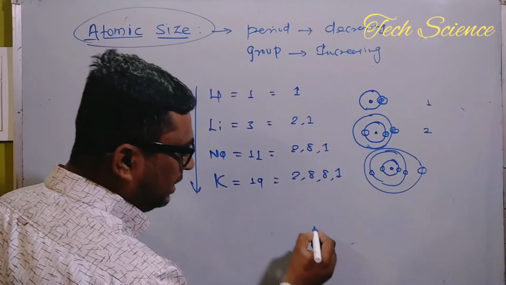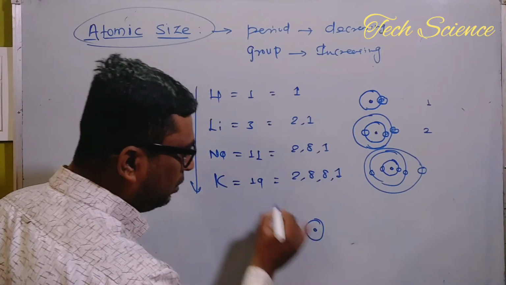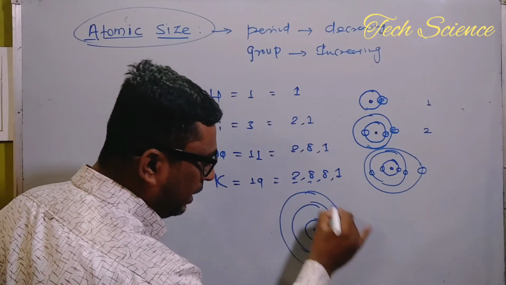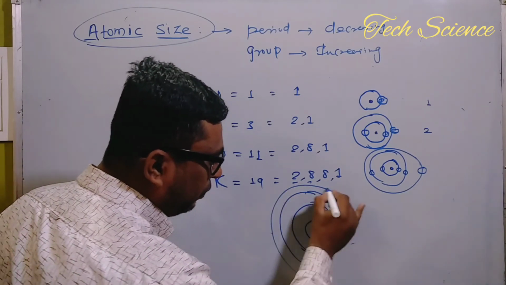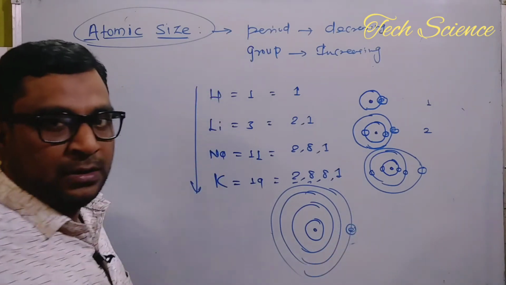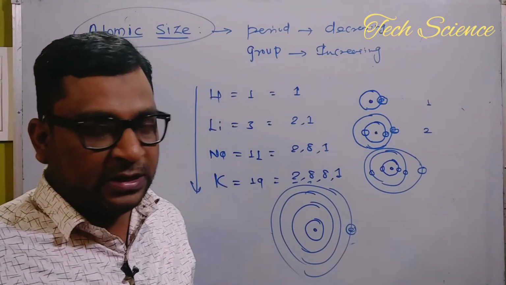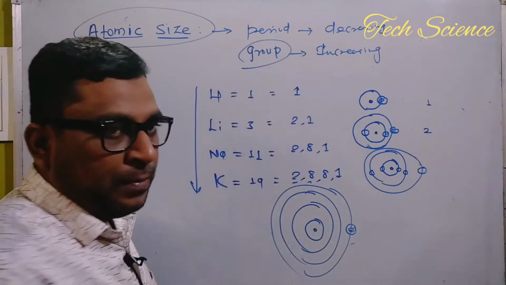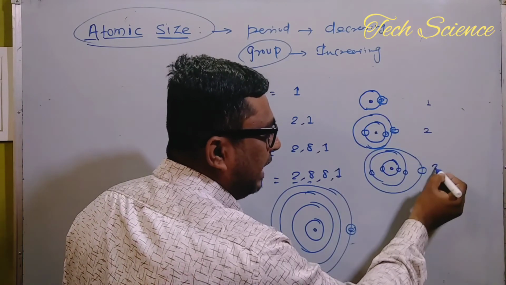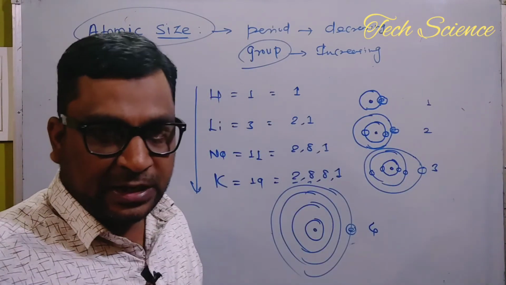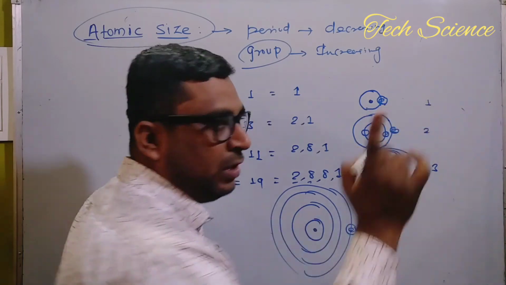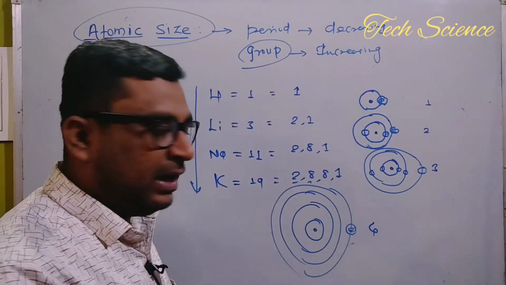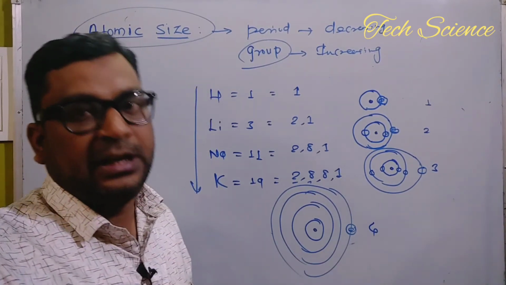What about potassium? 4 shells are there. First 2 electrons, second 8 electrons, third again 8 electrons, and the fourth having 1 electron. What do you observe? Is there any kind of conclusion here? Yes. What is the conclusion? When you are moving from top to bottom in a group, every time a new shell gets added. At the first time, how many shells are there? Only 1. Second time 2. Third 3. Fourth 4. Next 5 shells, next 6 shells, and so on.